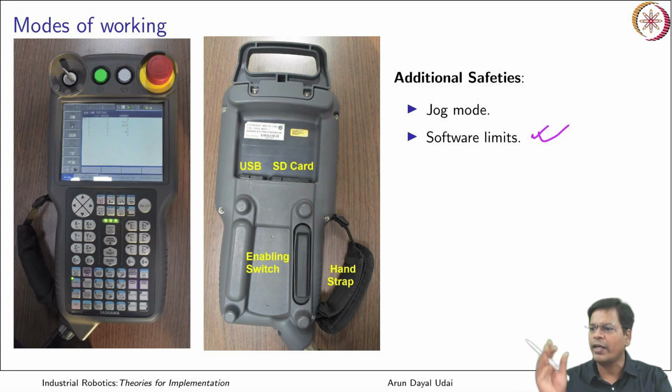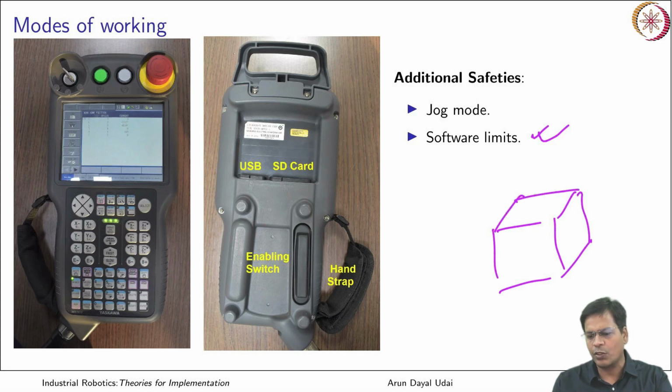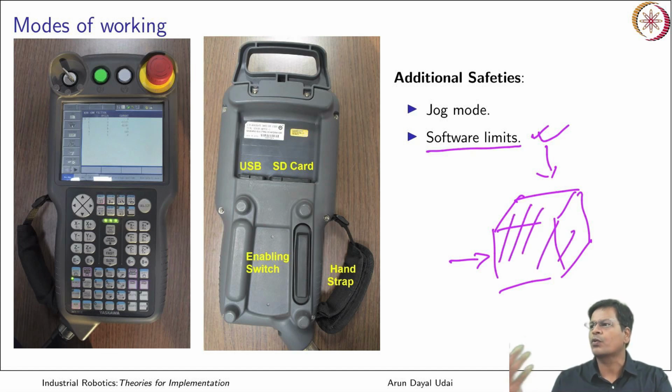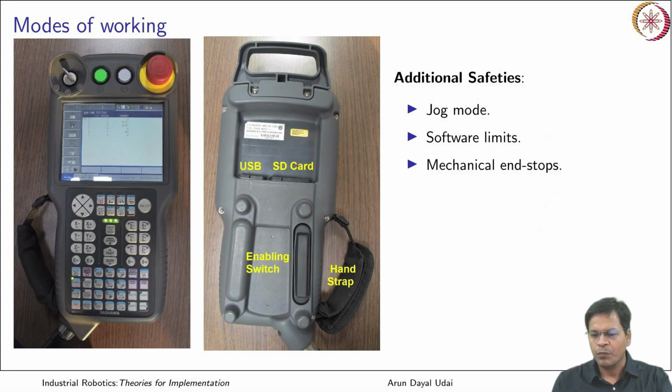You can also define a cuboidal workspace and restrict your robot from entering this cuboid, where there may be some object. Or you can program your robot through software limits to work only within this cube. The robot won't go out also. So that is doable. That is known as software limits, and it is possible in Cartesian as well as in joint mode.